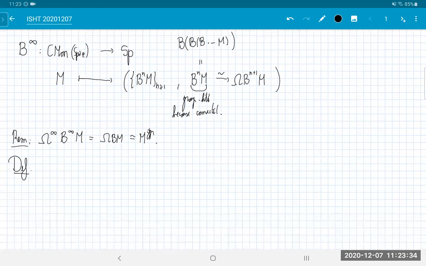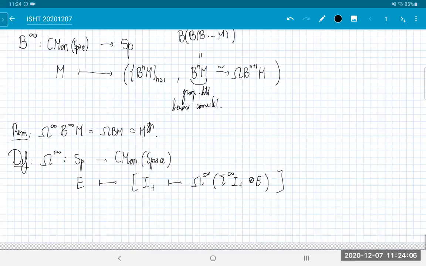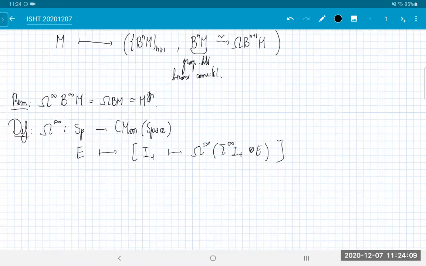So definition. You have omega infinity from spectra to commutative monoids. I probably should have defined this earlier because this is easier. You have E and you send it to a functor that sends I plus to omega infinity of sigma infinity I plus tensor E. And the fact that spectra have direct sums implies that this satisfies the Segal conditions. Maybe we should verify it by hand in this case. And so I have this guy. Sorry. And I map it.